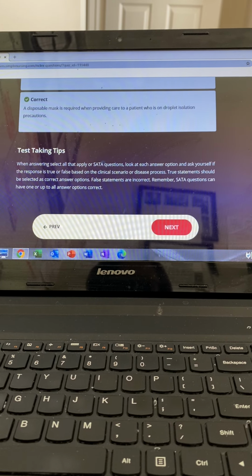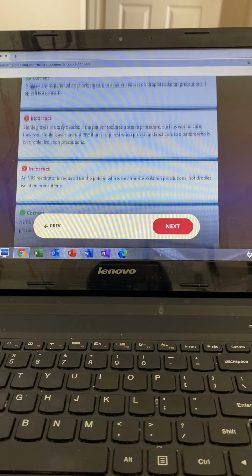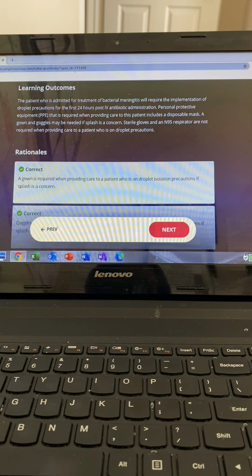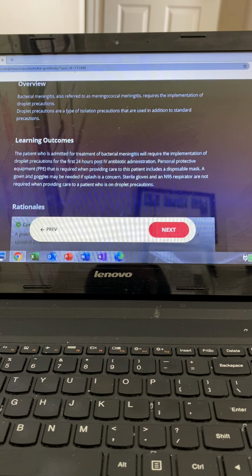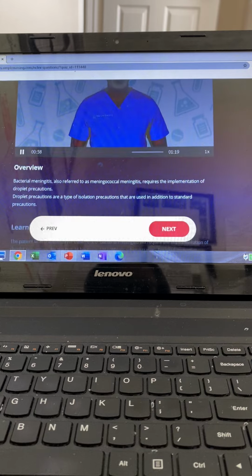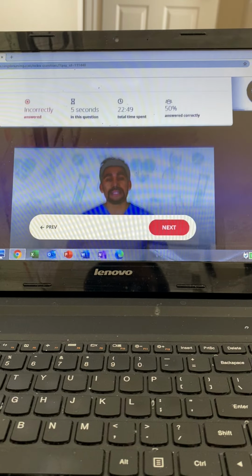So option number 1 and 2 here are correct. A gown protects the clothes from respiratory secretions, and option 2, goggles, protects the eyes from those respiratory secretions as well. And option 3 and 4 are incorrect here, guys. There's no need for sterile gloves. And option 4, there's no need for N95 since it's not airborne.